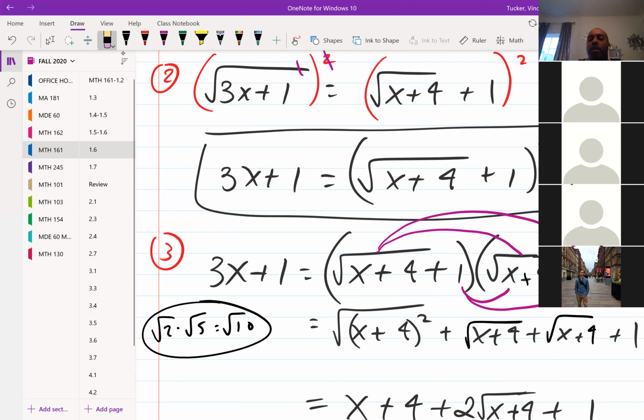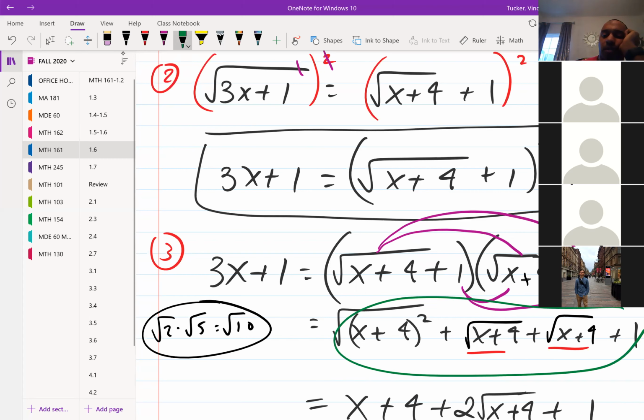All right. Then square root of x plus 4 times 1 is just square root of x plus 4. 1 times the square root of x plus 4 is just square root of x plus 4. And then 1 times 1 in the back is just 1. All right. So before we go to the next step, questions on how we got here? We FOIL or use the binomial distribution.